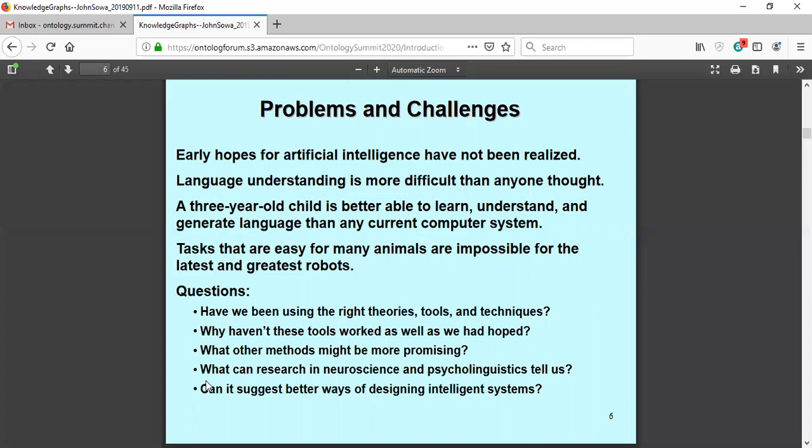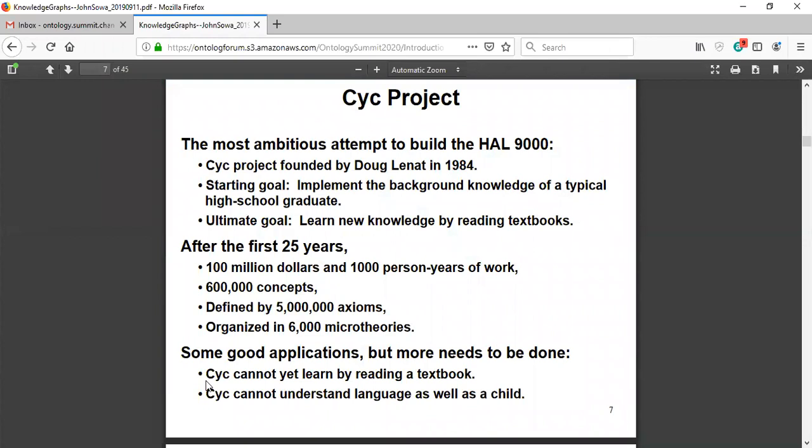Now, slide seven summarizes the Cyc project, which is the most ambitious attempt to build the HAL 9000. That project was founded by Doug Lenat in 1984, and the starting goal was to implement the background knowledge of a typical high school graduate, and the ultimate goal was to learn new knowledge by reading textbooks. Well, after the first 25 years, there was an evaluation of that project held at Cyc.